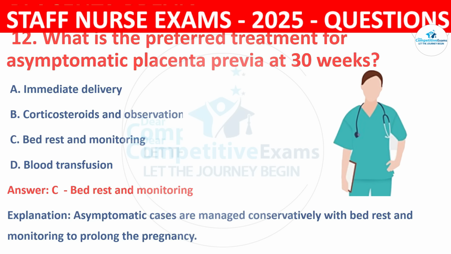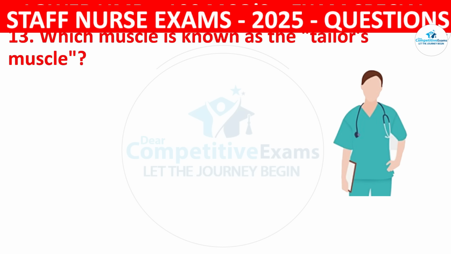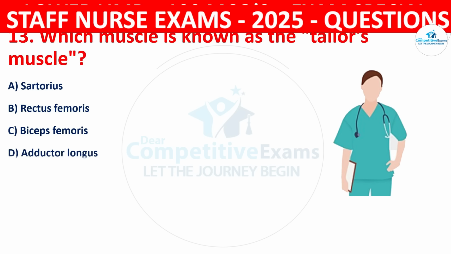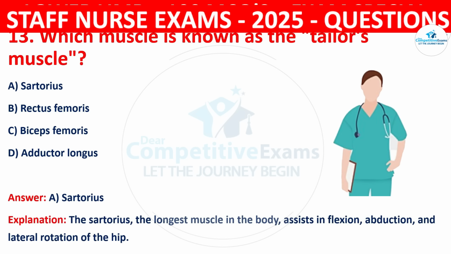Question number 13. Which muscle is known as the tailor's muscle? Your options are sartorius, rectus femoris, biceps femoris, or adductor longus. The correct answer is A, that is sartorius. The sartorius, the longest muscle in the body, assists in flexion, abduction, and lateral rotation of the hip.